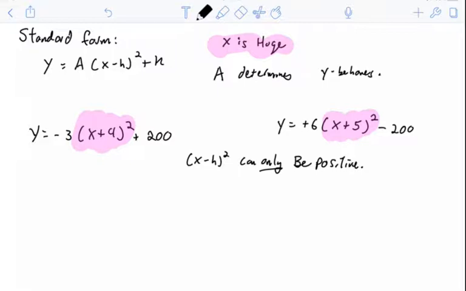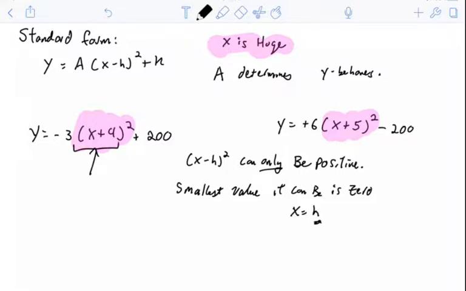What's the smallest value it can be? The smallest value is 0. It's always a positive number, so the smallest it can be is 0, and it's 0 when x is equal to whatever that value h is. So in this case, the smallest this expression can be is 0 when x is equal to minus 4. This expression here, the smallest it can be is 0, and it's 0 when x is equal to minus 5. Does that make sense? Okay.